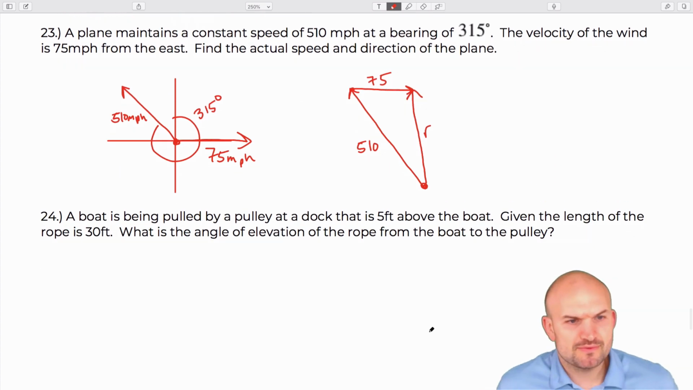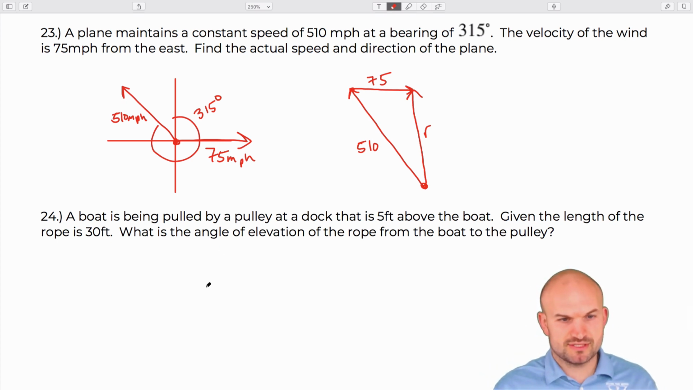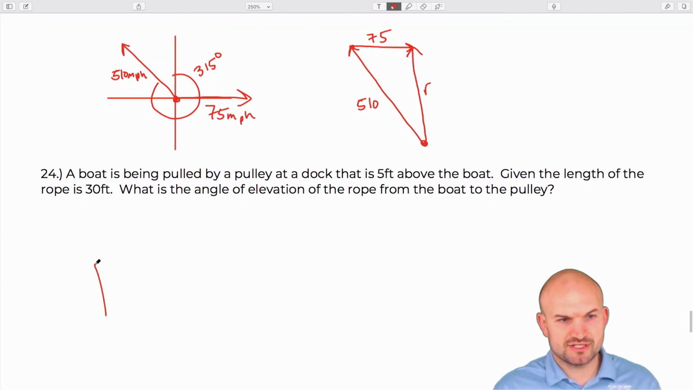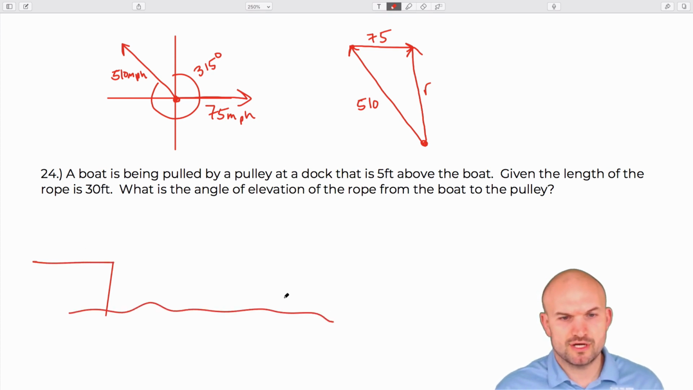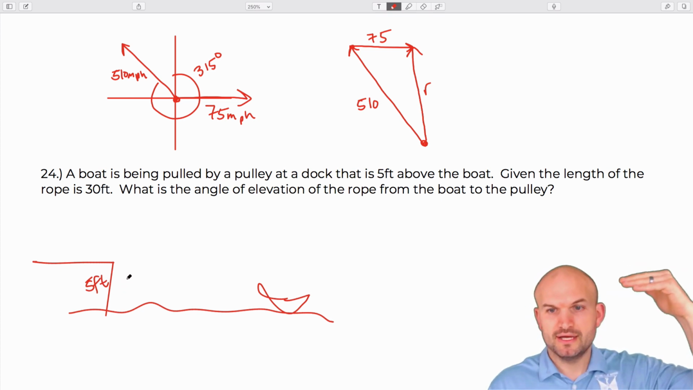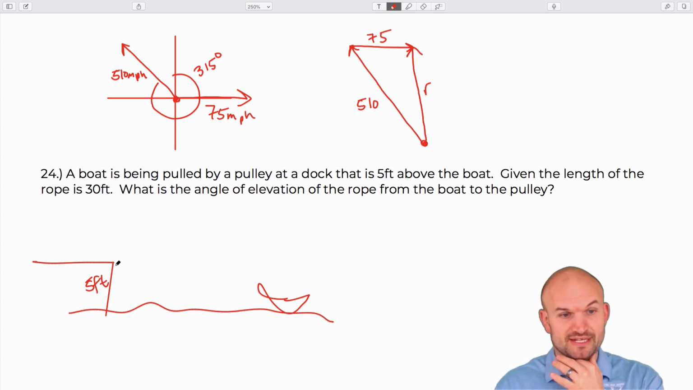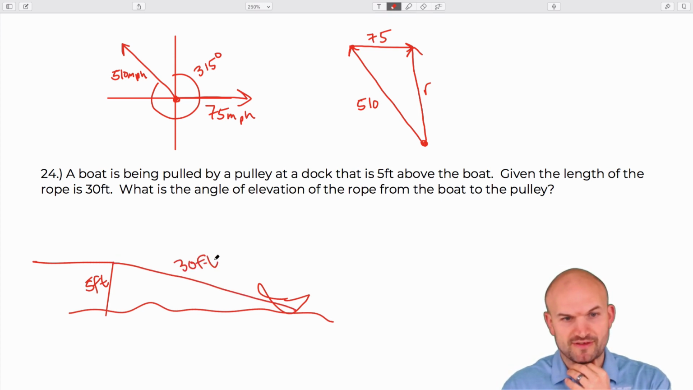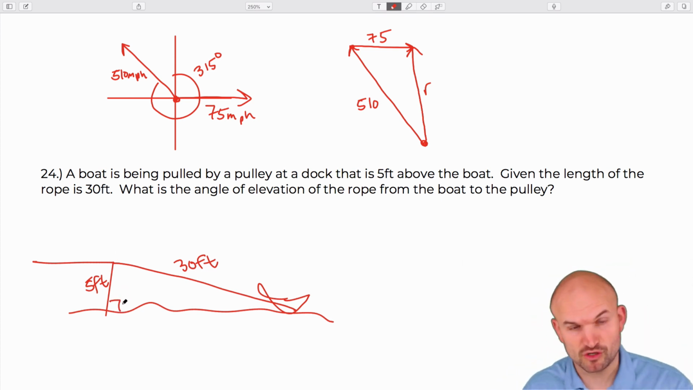All right, the next one is a boat being pulled by a pulley at a dock that is 5 feet above the boat. So let's create a dock here. So here's water, and we'll have a boat. That's going to be 5 feet. So there's a dock 5 feet above the boat. Given the length of the rope is 30 feet, so it's being pulled. The length of the rope here is 30 feet. We can make this a right triangle because we can assume the dock is vertical with the water.